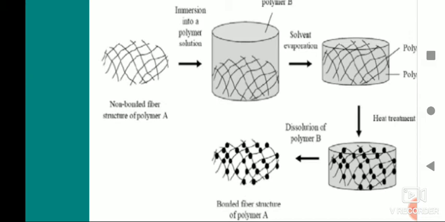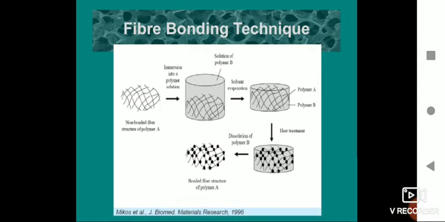After that, this polymer B which was present in a solution, please understand, whenever I am saying polymer solution, always remember the polymer is made into a solution in a solvent. So the solvent along with polymer B is present in the solution form, in which polymer A in the fiber form you are immersing inside. When you immerse this polymer A in a solvent containing polymer B, there will be interaction between polymer A and polymer B. They will interact with each other and they will combine.